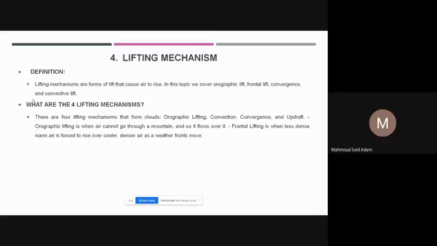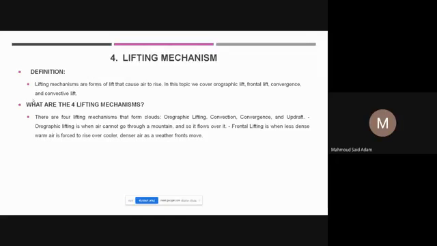Lifting mechanism. The definition: lifting mechanisms are forms of lift that cause air to rise. In this topic, we cover orographic lift, frontal lift, convergence, and convective lift. What are the four lifting mechanisms?